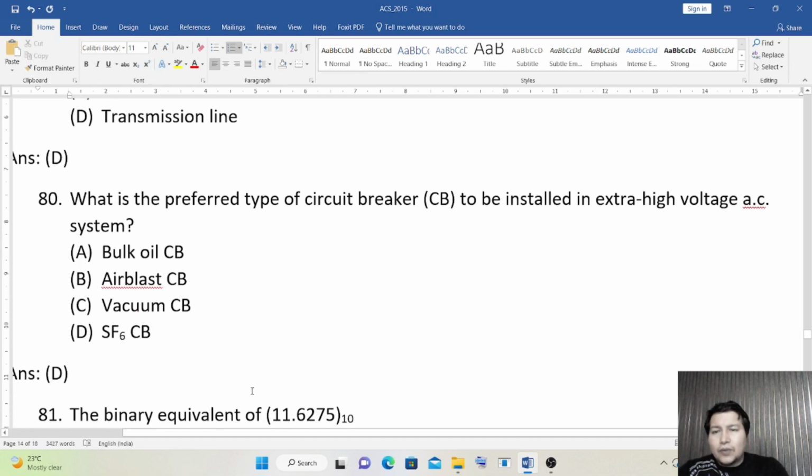Question number 80, what is the preferred type of circuit breaker to be installed in extra high voltage AC system? Bulk oil circuit breaker, air blast circuit breaker, vacuum circuit breaker, sulfur hexafluoride circuit breaker. So, option 2 is SF6 circuit breaker.